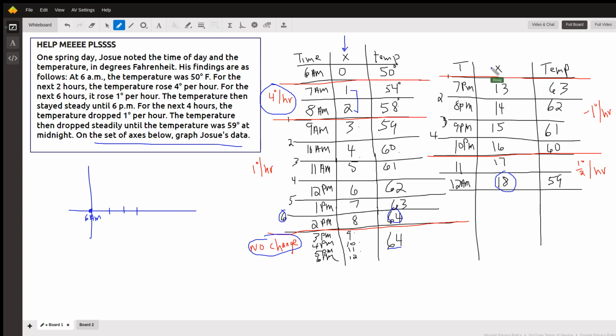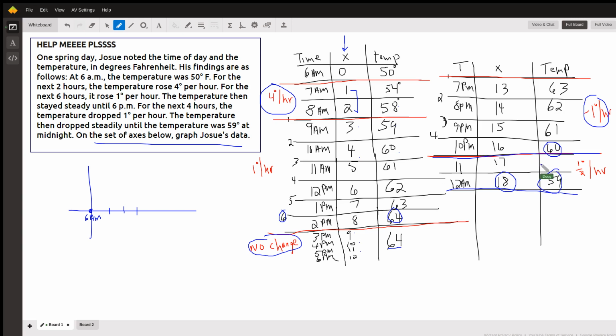And then the temperature starts going down, minus 1 degree per hour. That's called a rate of change again. And so at the end of 4 hours, the temperature's dropped to 60. And then for this last interval, from 10 p.m. to 12 a.m., that's 2 hours. By the time we reach midnight, it's dropped to 59 degrees.